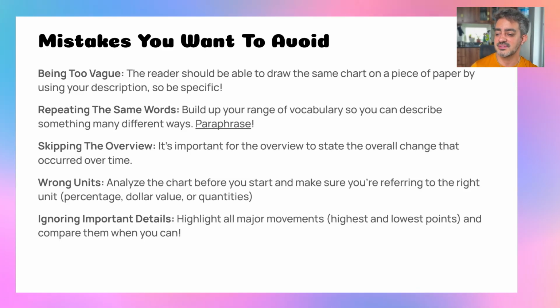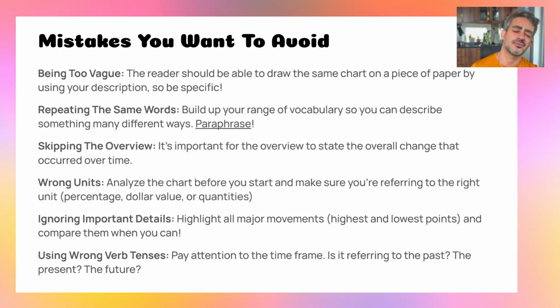Ignoring important details. Make sure that you highlight all major movements. You can't skip any of the major movements that you see. For example, if there's a peak in the data, then you need to make sure that peak is mentioned. If there's a moment where sales drop completely, you know, to almost nothing, you need to make sure that that's mentioned as well. Those are key points.